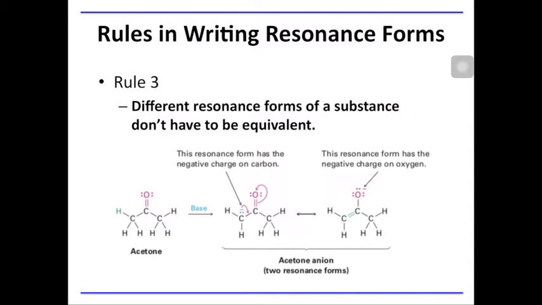Rule number 3, different resonance forms of a substance don't have to be equivalent. A very good example of this is this carbanion and this alkoxide ion, or enolate ion. So in this context, we have C minus. This one is called carbanion, and this one is O minus, and this one is called alkoxide ion. So this resonance form has a negative charge on the carbon, and this resonance form has a negative charge on the oxygen. So essentially, these two resonance forms are not equivalent.